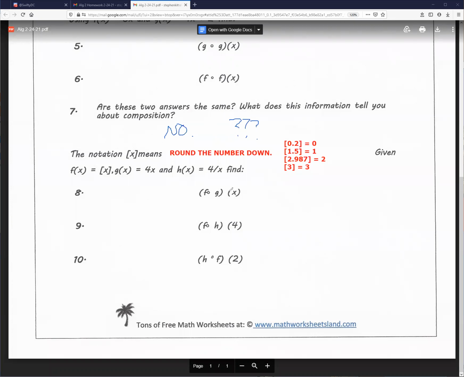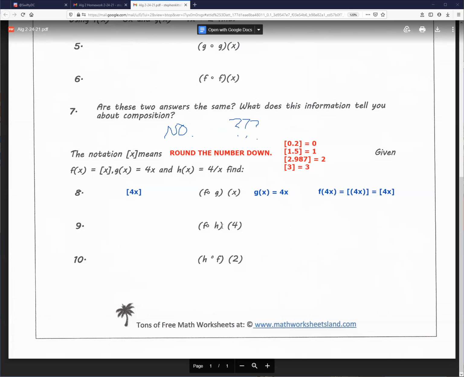All right, f of g of x. We're going to apply the same idea. I'm going to do it the same way I did before, inside and outside separately. So g of x is 4x. And f of g of x, which is f of 4x, is bracket 4x. So we didn't have a number, so we can't tidy it up any tighter than that, just bracket 4x.